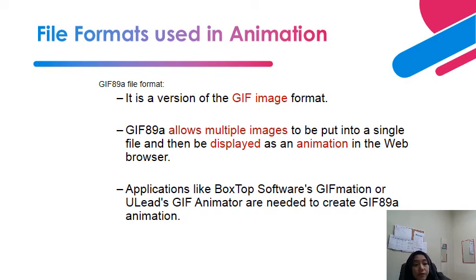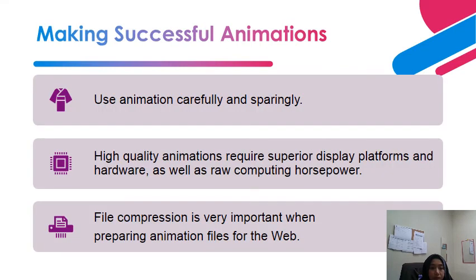The most famous file format for animation is GIF. It is the GIF89a file format, a version of the GIF image format that allows multiple images to be put into a single file and then displayed as an animation in a web browser. Applications like BoxTop software, GIFmation or Ulead GIF Animator are needed to create GIF89 animation.